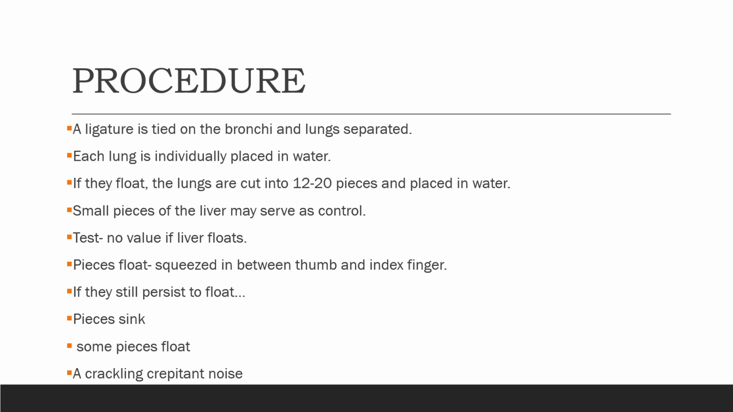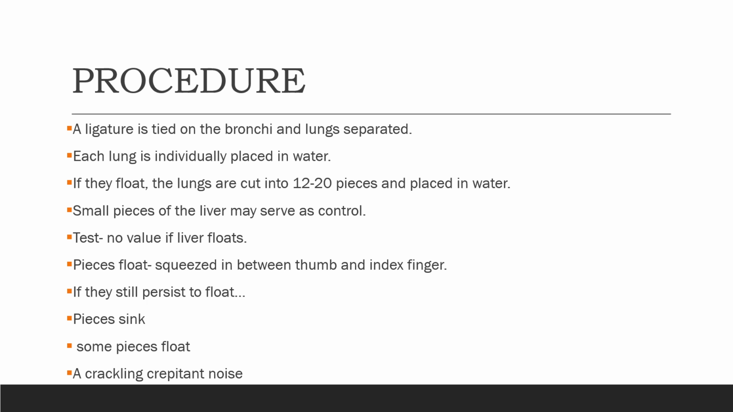We can use the liver or small pieces of liver as a control, and in the pieces which float, we squeeze them between our thumb and the index finger under the surface of the water to see if any air bubbles escape. But if they still persist in floating even after they are taken out of the water, we wrap them in a piece of cloth and squeeze by putting a weight over it. Why? Because we have to remove any sort of tidal air.